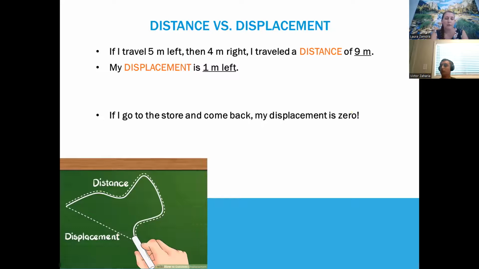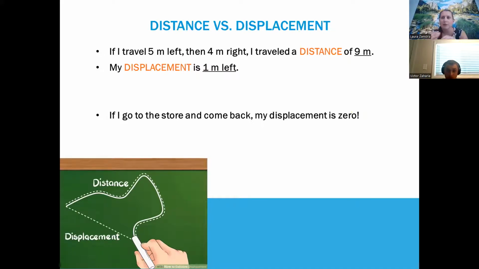Right, so if I travel 5 meters to the left and then 4 meters to the right, you traveled a total distance of 9 meters, right? Add together all of those pathways regardless of the direction. But your displacement, how far you are from where you started, is just 1 meter to the left, right? That left is also important for your displacement. So that means if you go to the store and come back to your house, no matter how far away the store is, no matter how long your journey was, your displacement is 0 because you started and ended up at exactly the same place.